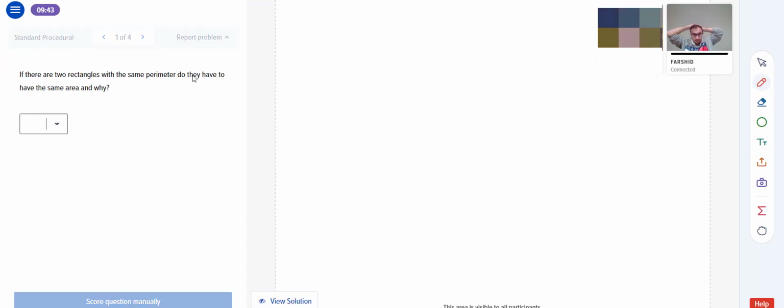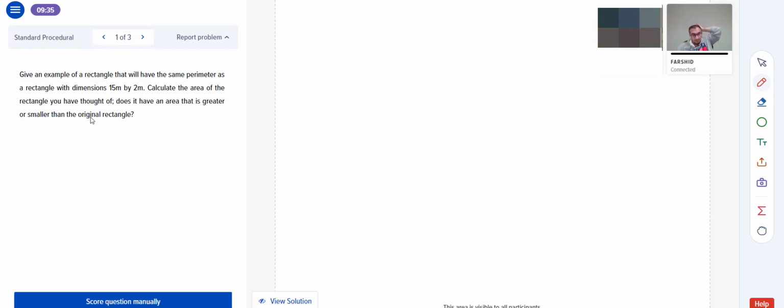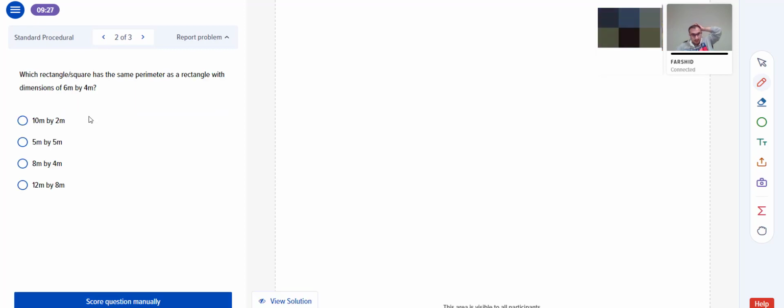B. For example, rectangles don't have the same dimensions as 15 by 2, 13 by 1. Which rectangle or square has the same perimeter as the rectangle? It was 3 by 8. What is the perimeter? That's 24. What is the perimeter relation? Is it 2 length plus 2 width?